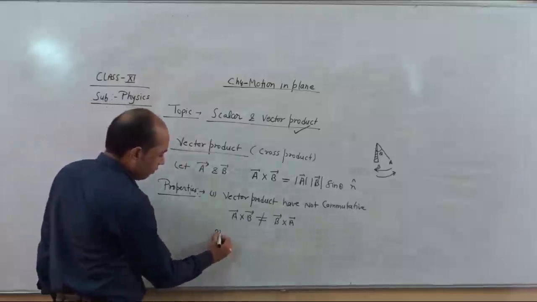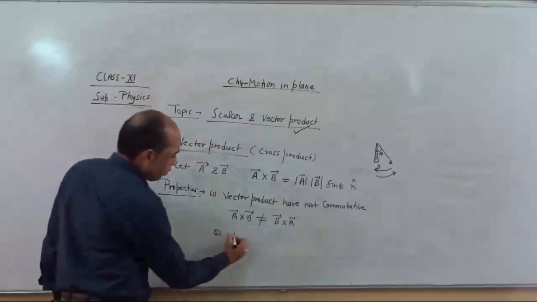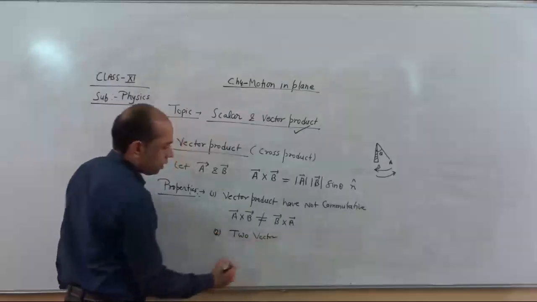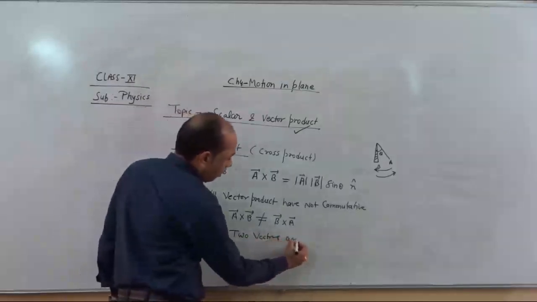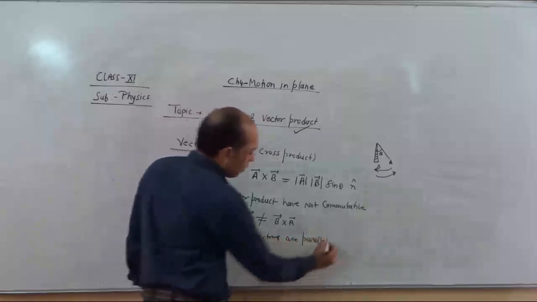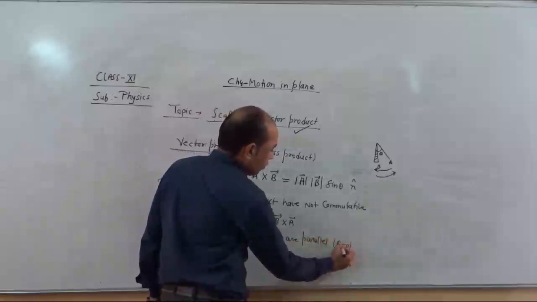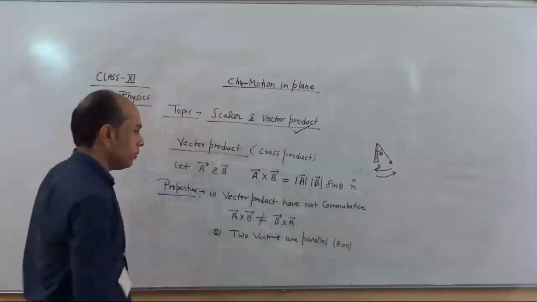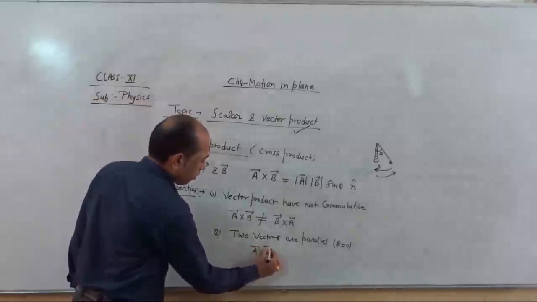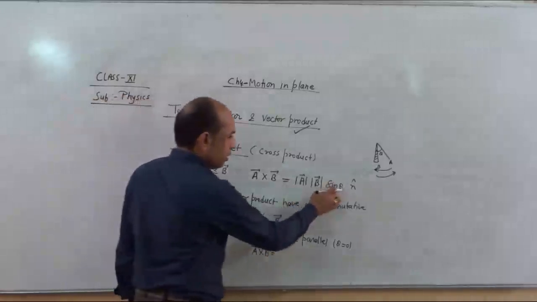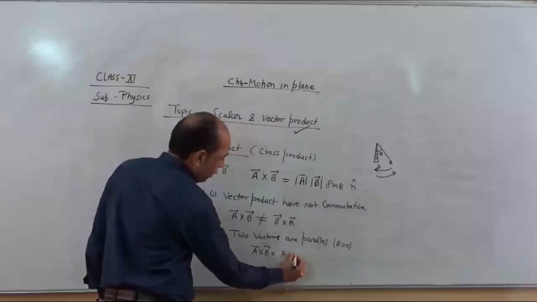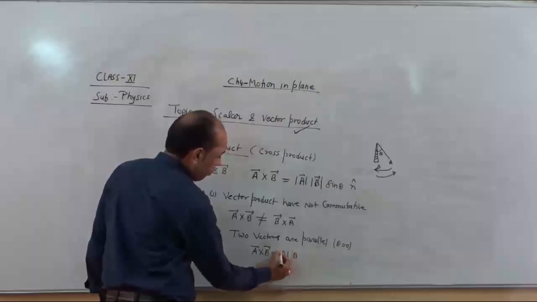Second one: two vectors are in the same direction, or we can say two vectors are parallel. So parallel means theta is 0. So theta is 0, that means A into B, and because of the sine angle, sine 0 equals 0, so we have only A into B with modulus.